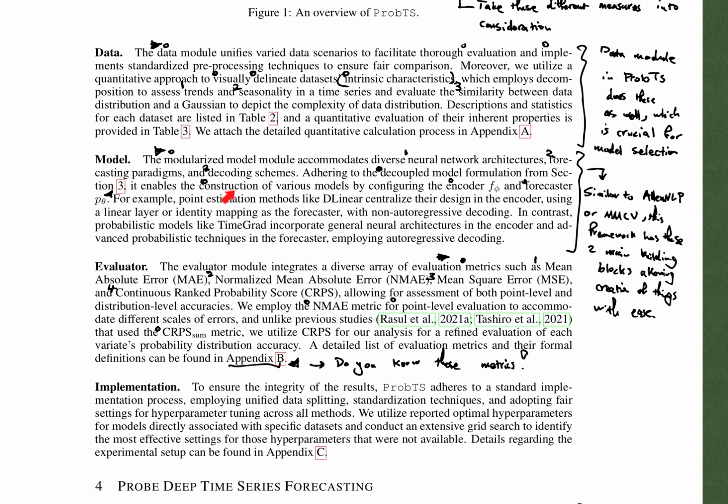So the construction of the models is going to be enabled by having these encoder and forecaster blocks in some sense, and those are going to be used. As for the evaluator, they have different methodologies and measurements implemented. You have the mean absolute error, normalized mean absolute error, mean squared error, and continuous ranked probability score. They have tried to be careful with the implementation. They conducted an extensive grid search to identify the most effective setups and so on.